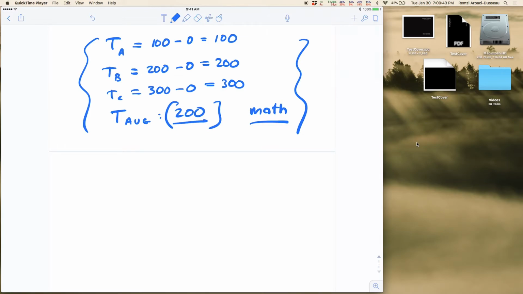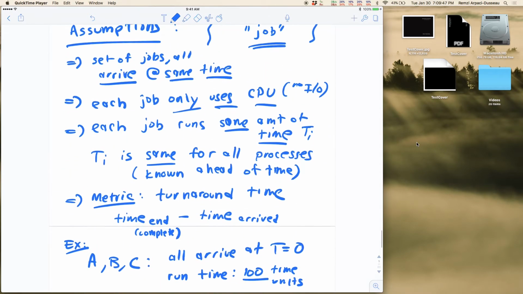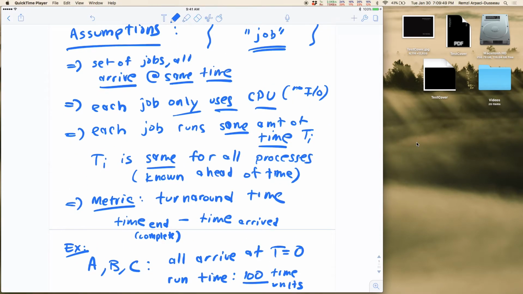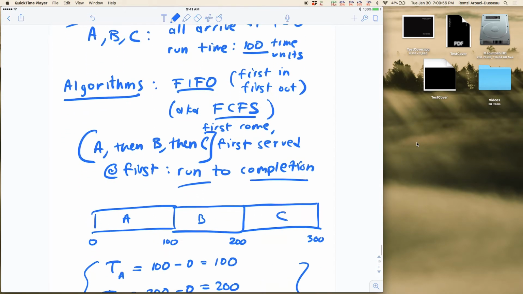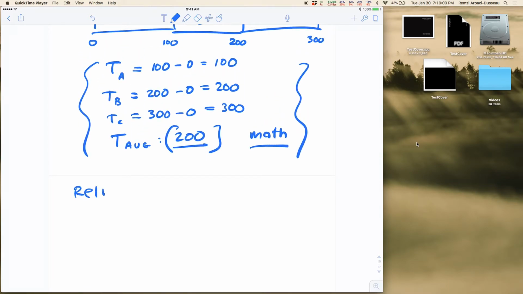So that's turnaround time. Now what we're going to do is go back to our assumptions and start to relax them. We know these are all kind of unrealistic. So let's relax some of them and see if we can build a more realistic scheduler. The first thing we're going to relax is that all jobs have the same length, runtime.